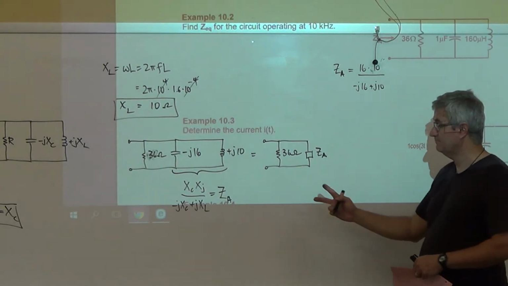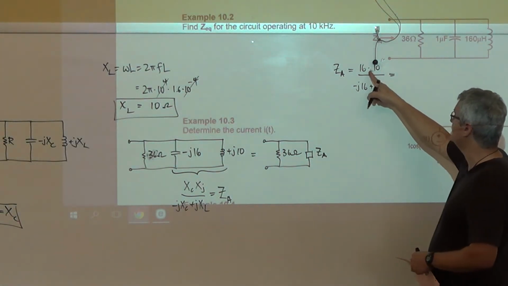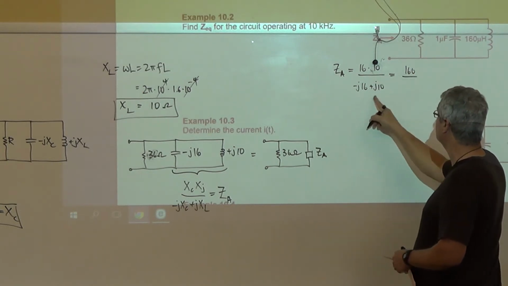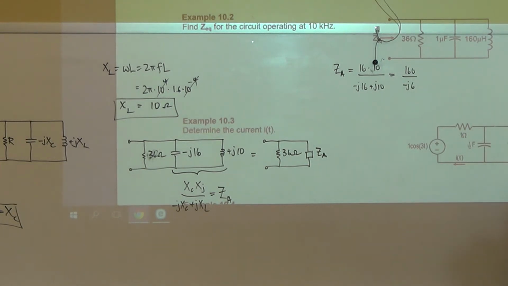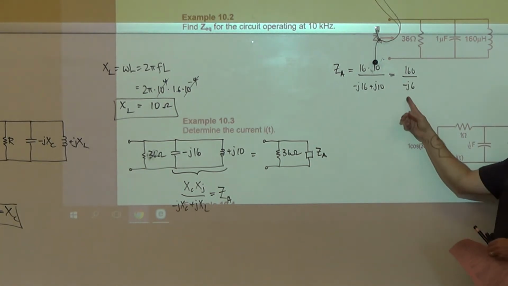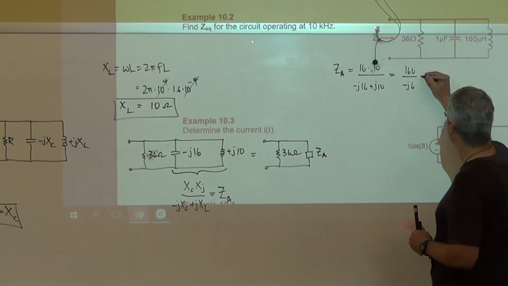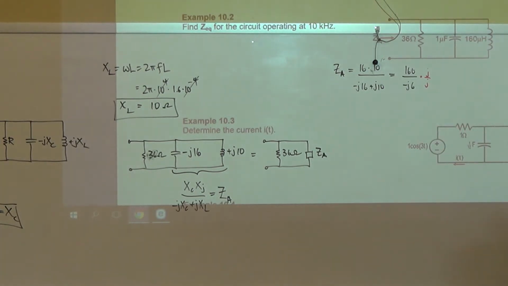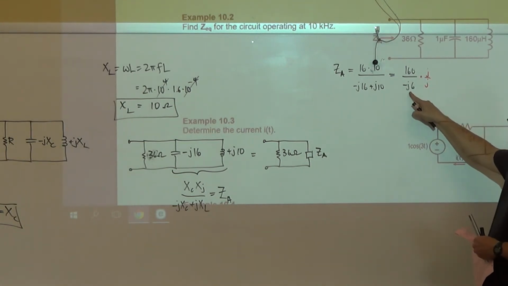Right? All I'm doing is just parallel. Nothing's changed here. So when I look at this, you can see that this is 160 divided by these two here, which will be minus j6. Now note, I cannot have a j in the denominator, so what do I got to do? I got to multiply that guy out by j over j. And if I multiply that out, you can see that this guy cancels out that j.